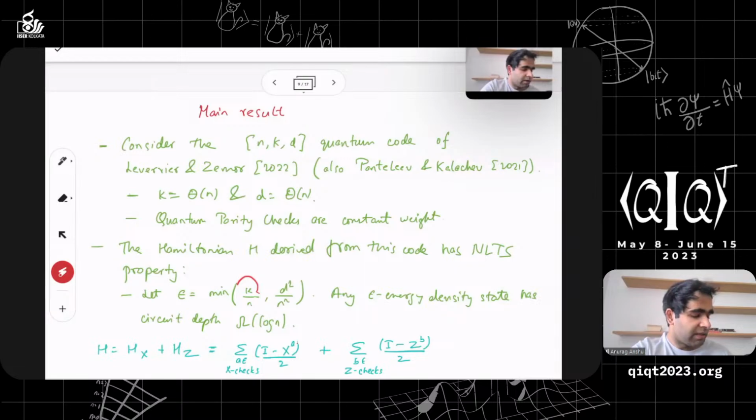So what's the Hamiltonian that I mentioned here? This Hamiltonian is basically a very natural Hamiltonian for quantum codes. That's the standard way how a quantum code can be viewed as a physical system.